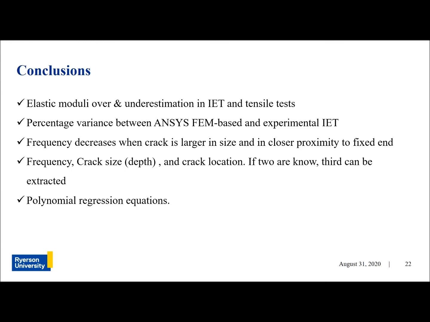And at last, it is worth noting that due to some limitations caused by the COVID-19 pandemic and closure of the university campus, the candidate was only able to conduct a limited number of experimental free vibration tests on deliberately cracked samples.